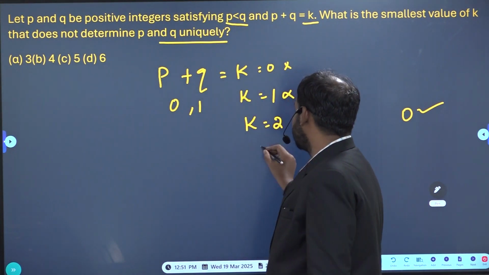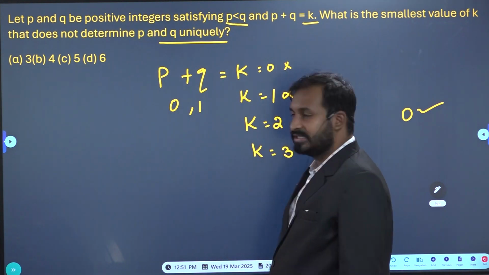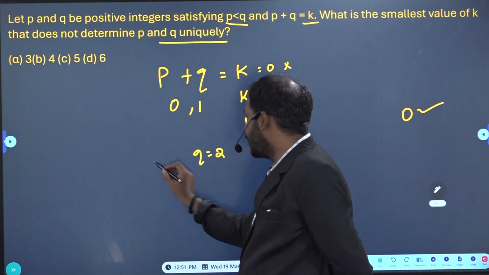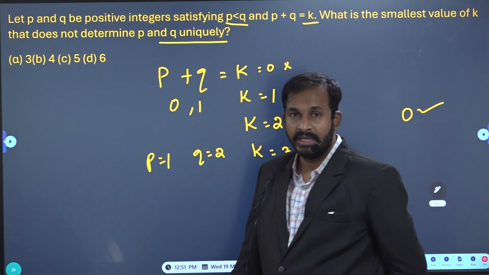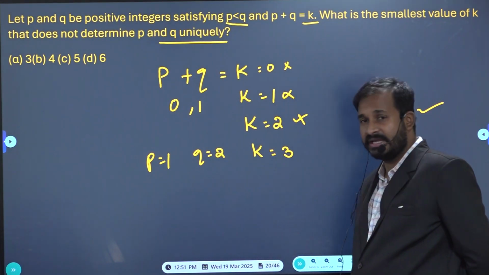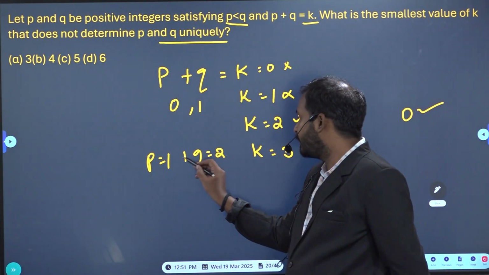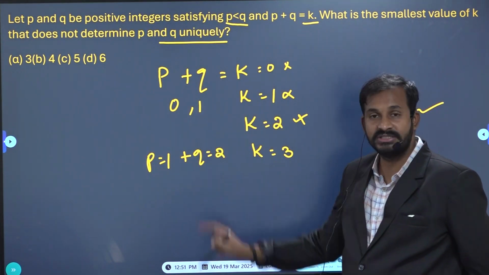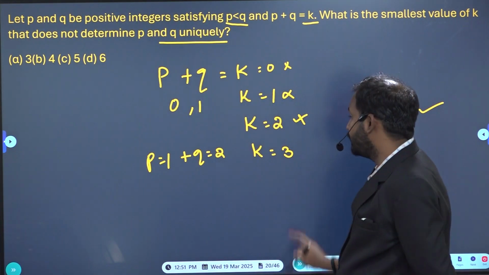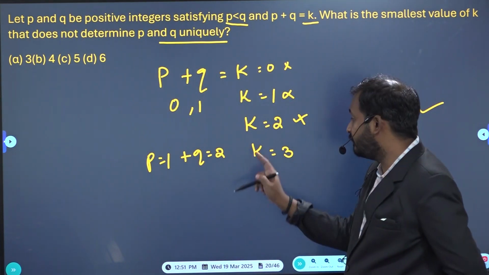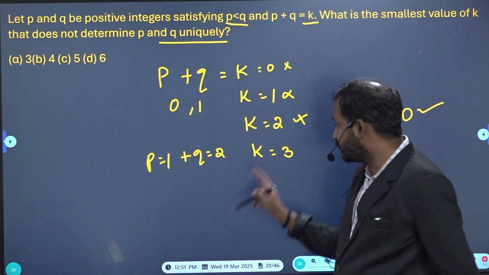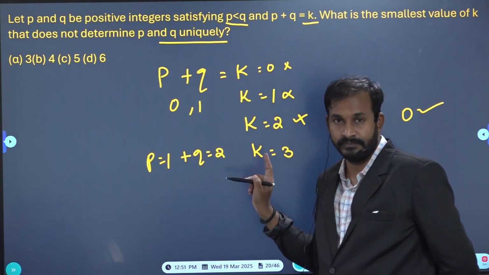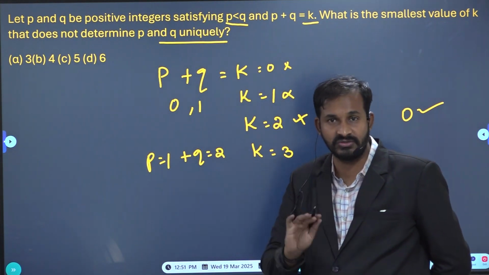If I take K as 3, now it is possible for me. I can take Q as 2 and P as 1. Apart from this, can I take any other values here? 1 plus 2 is 3. I cannot take any other value, because P is less than Q. So this is the first pair which will satisfy P plus Q is equal to K, and it has a unique solution. If K is equal to 3, definitely P should be 1 and Q should be 2. There is no other choice for me.